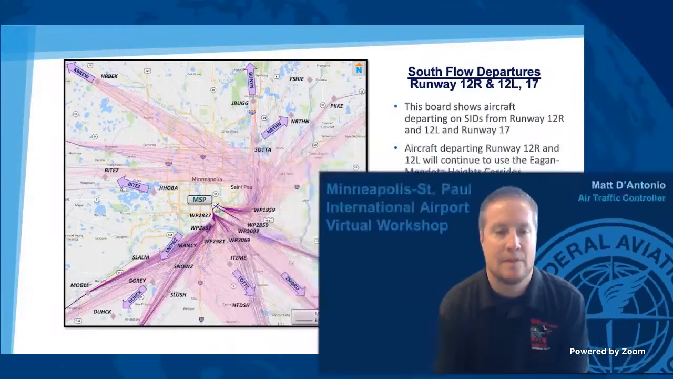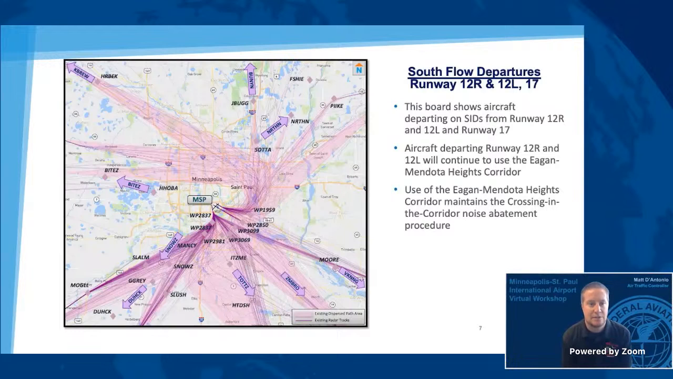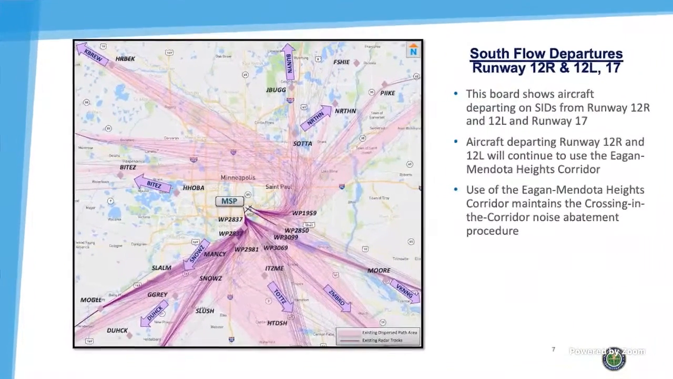This next series of 4 boards shows departures in south flow, which is aircraft departing to the south on runway 12 right, runway 12 left, and runway 17. We will show a couple of zoomed out views followed by zoomed in views showing the detailed areas near Minneapolis. South flow is used when winds come from the south. It is used less than north flow due to our typical wind patterns.